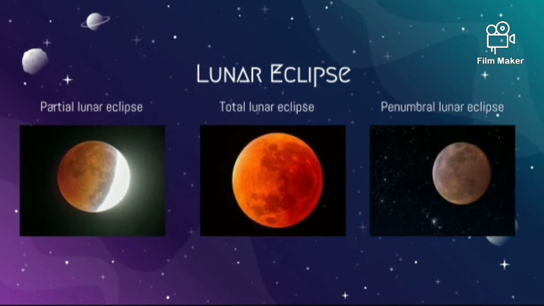A lunar eclipse happens when the Earth stands between the Sun and the Moon. For an eclipse to happen, the Earth, the Sun, and the Moon must be exactly aligned, so that the Earth blocks the Sun's rays that reach the satellite. Therefore, lunar eclipses can only occur in the full moon phase. There are three types of lunar eclipse: partial lunar eclipse, total lunar eclipse, and penumbral lunar eclipse.